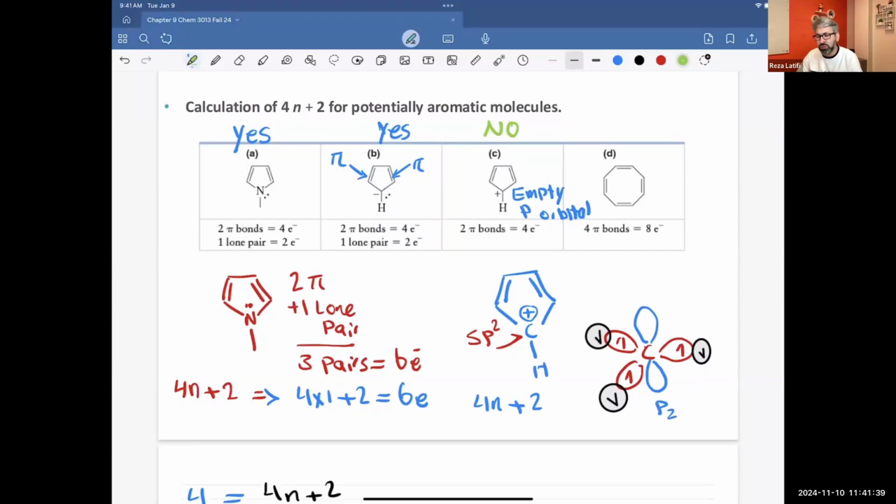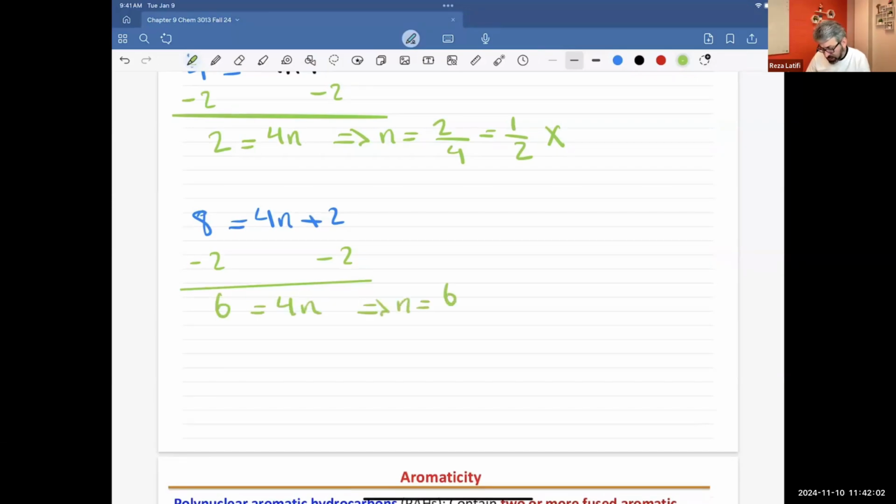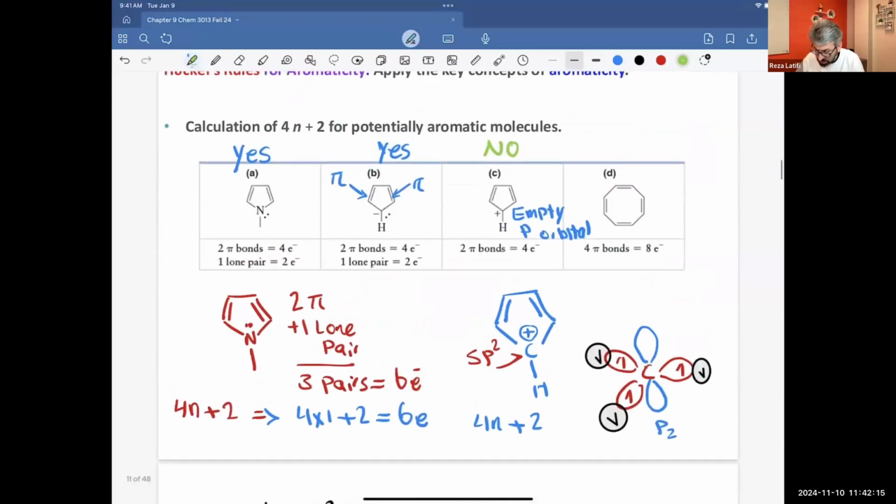How about the next one? We have 4 pi bonds. That means 8 electrons. So I have, again, 8 electrons equal to 4n plus 2. Let's find the n. So I go minus 2, minus 2. That's going to give me 6 equal to 4n. What's the n? It will be 6 divided by 4. Divide both by 2, that's going to be 3 over 2. So 1.5. Again, this one is not aromatic because n is a fractional number. So the answer for this one will be no. So I got 2 species aromatic, and 2 of them are non-aromatic.